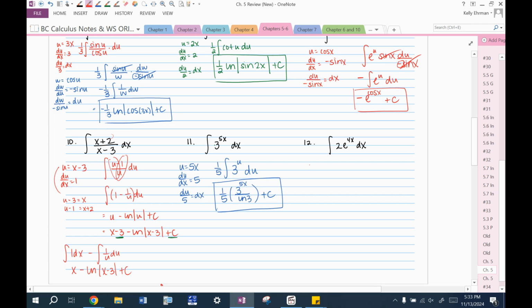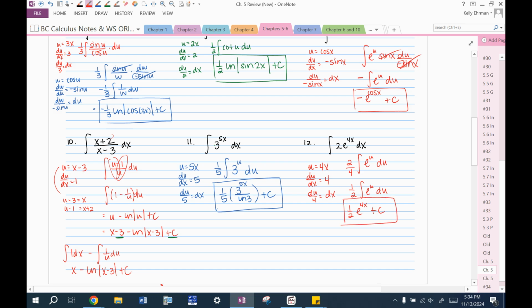All right, for this one, u is equal to 4x. du/dx is equal to 4. du divided by 4 is equal to dx. And you can take this 2 out in front if you want to. It's e to the u, du divided by 4, let's put that out here. So we have 1/2 times the integral of e to the u du. That's 1/2 times e to the 4x plus c.